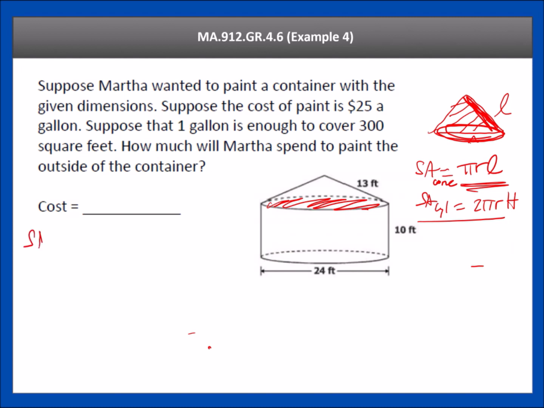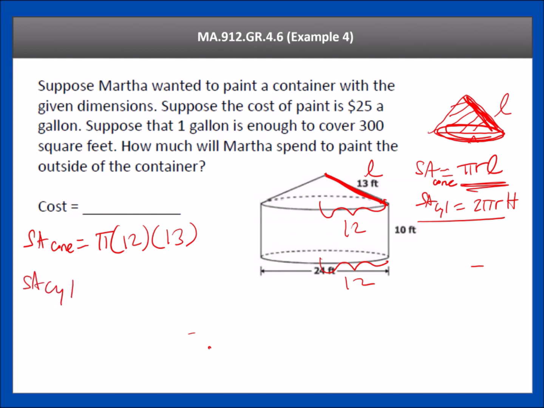So the surface area of the cone is pi times the radius of the cone. What's the radius of the cone? Well, the radius of the cone is 12 because the radius of the cylinder is 12. They're both the same radius. So we have 12 times the slant height of the cone, which is 13. So there's the surface area for the cone. The surface area for the cylinder is pi times the radius, 12, times the height, and we forgot the number 2 here: 2 pi times 12, times the height, which is 10.